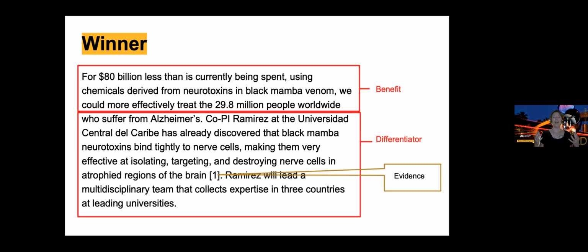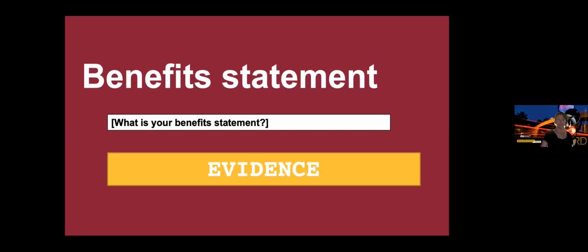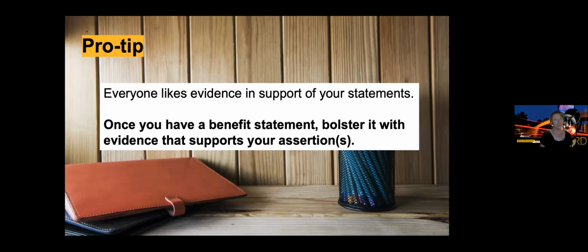So you're just adding, instead of 20 million people are affected by disease X, you're saying my research could improve the welfare of these X number of people who are impacted by this disease. I'm just adding information for the reader. Okay, so what's your benefit statement? And how do you back that up with evidence, right? So why are you worth all of that information? Everyone likes evidence in support of benefits.